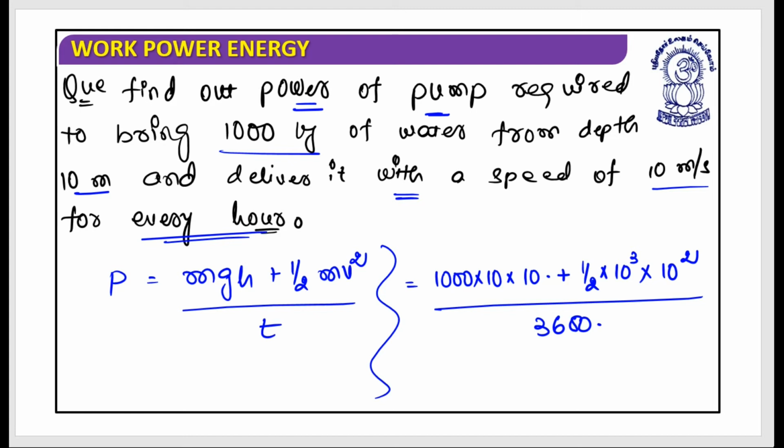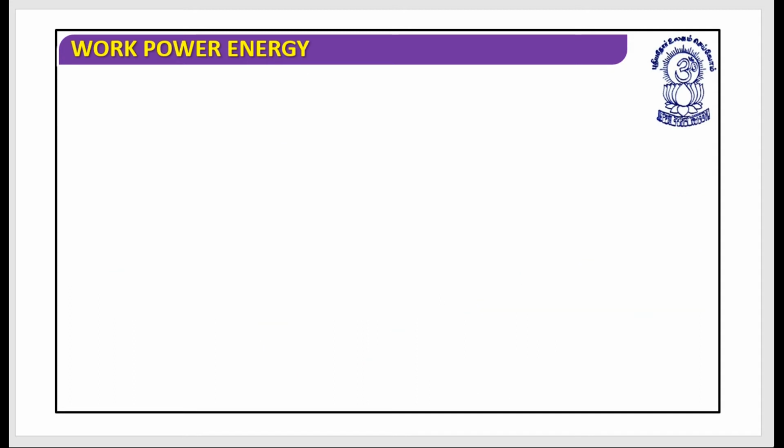So if I want to solve this, it's 3 plus 1 plus 1. So this is 10 to the power 5, plus 1 by 2, 0.5 into 10 to the power 5, divided by 3600. So power is equal to 1 plus 0.5, that means 3 by 2, into 10 to the power 3 into 10 to the power 2, divided by 36 into 10 to the power 2.